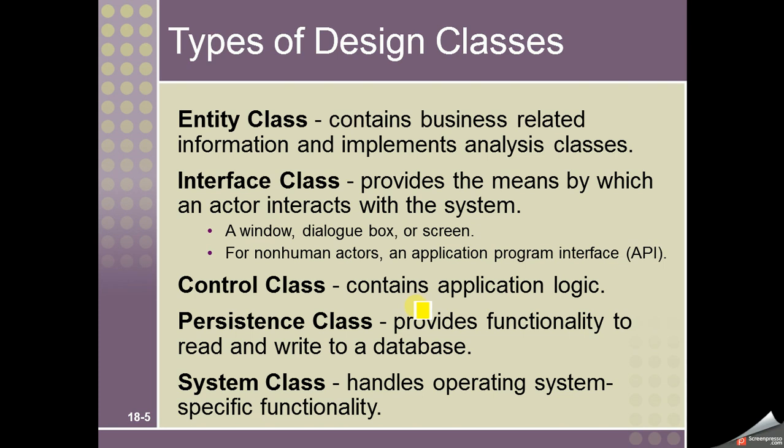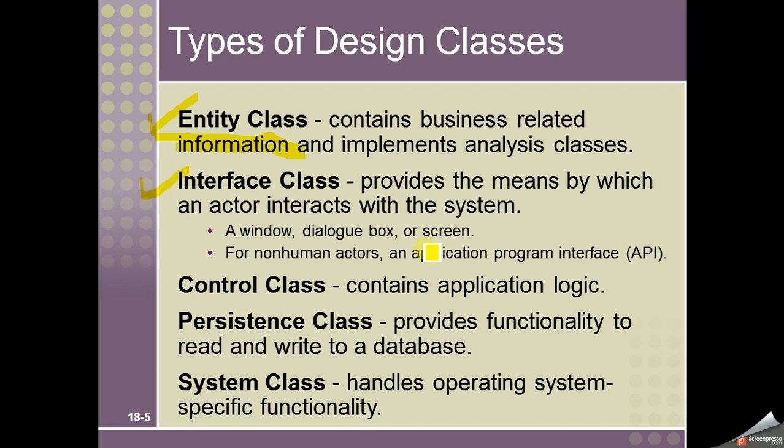There are different types of design classes. We'll try to understand them before we move forward. First of all, entity class contains business-related information. So these classes contain the information for different entities, as we also have entities in the database. So it is kind of similar concept. These classes contain the information related to different entities in the system.